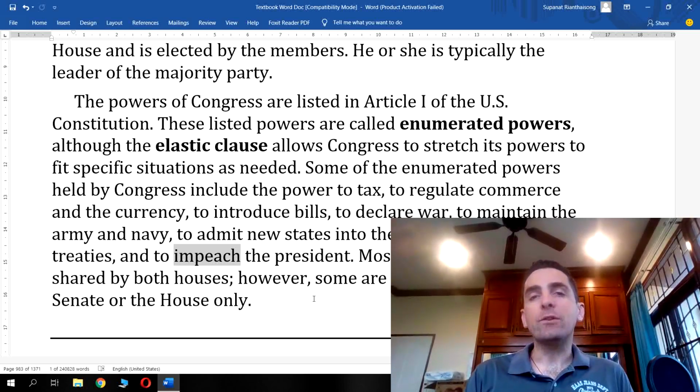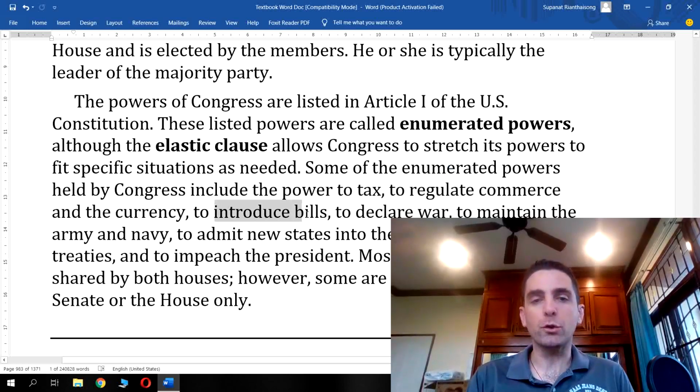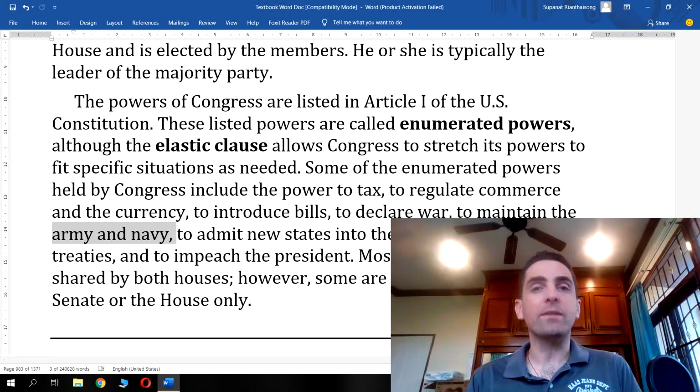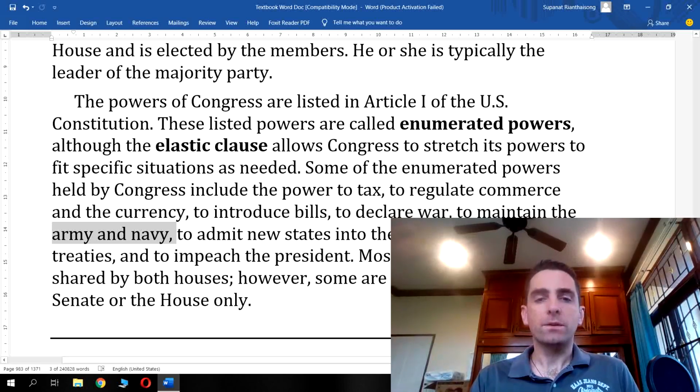They're dealing with the big issues that the country has to face. They're dealing with taxation, regulating business and currency, introducing bills, so proposed new laws, declaring war, which is obviously a very important thing, maintaining the army and the navy, so national defense, and taking new states into the Union. Okay, so there are 50 states in the US. The 50th state taken in was Hawaii. The 49th was Alaska. So you can see Congress does do this from time to time.